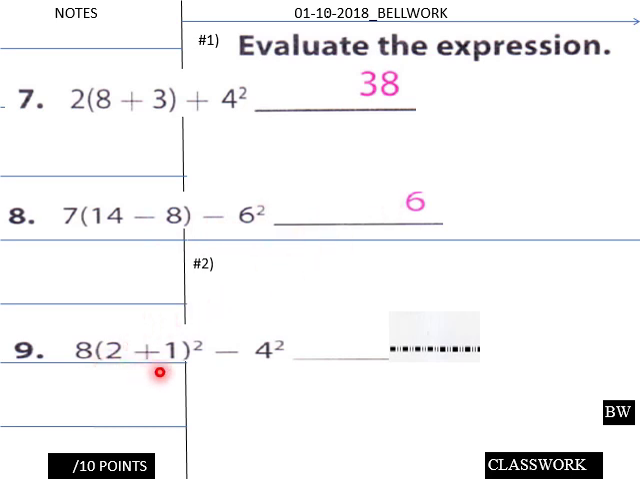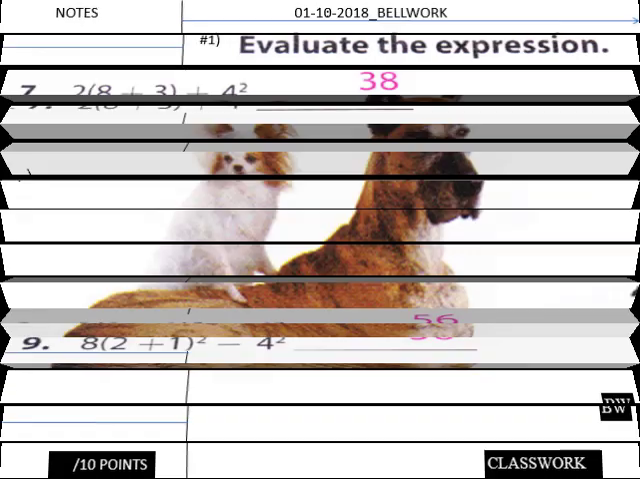And then down here for number 9, you should have 56. 8 times the quantity 2 plus 1 squared would be 8 times 3 squared. 3 squared would be 9. So 72 minus 16 would be 56.